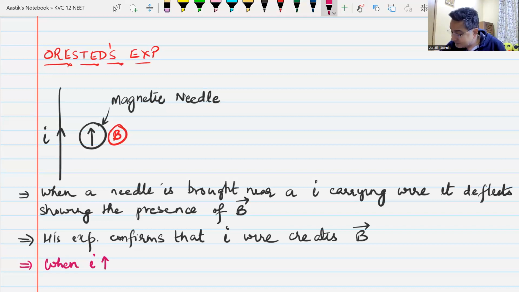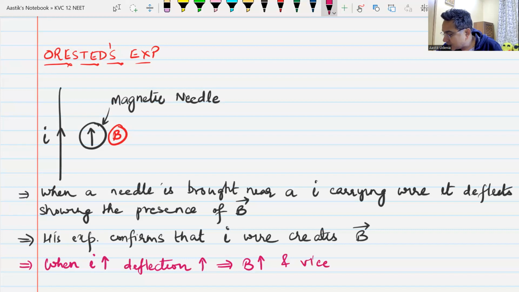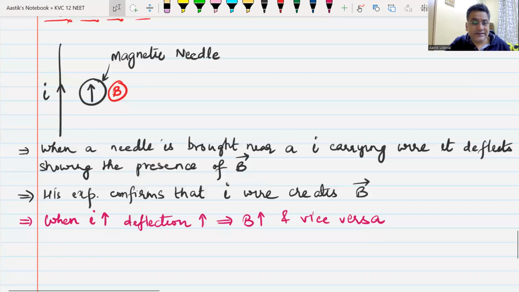When current in the wire is increased, the deflection increases, which implies that the magnetic field B has increased, and vice versa. Vice versa means when the current is decreased, he found out that the deflection decreased and hence the magnetic field decreased. That implies that the magnetic field is decreasing.